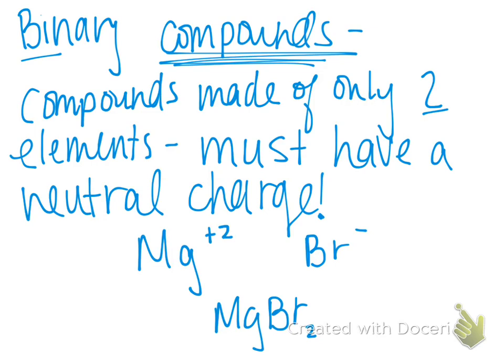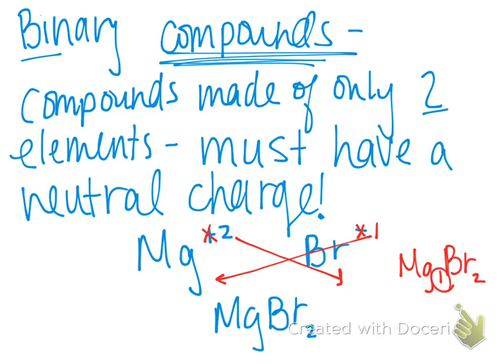The second way is more of a quick trade type thing. I just call it the cross down method. So what you would do here is drop the charges, right? If this is a 1, I'm going to drop the charges. I'm going to crisscross these down, and that would leave me with Mg1Br2, right? And if there's a 1 subscript, what can we do? We just leave it out. So it would leave me with MgBr2.